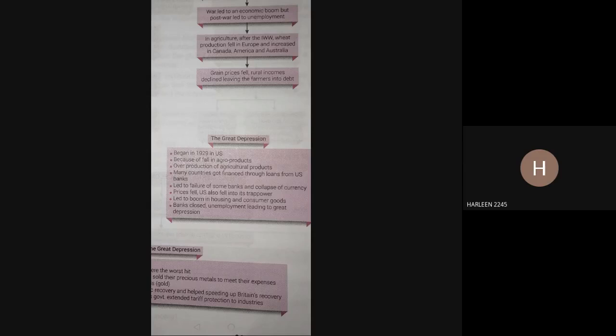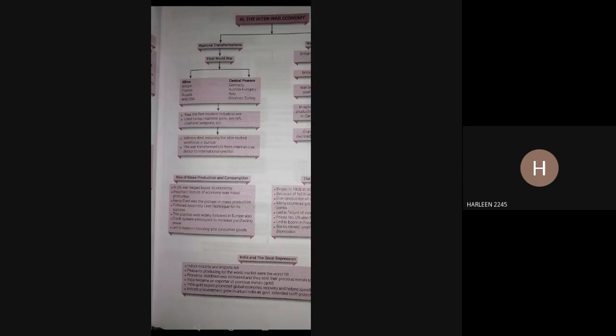Many countries got finance through loans from US banks. This led to the failure of some banks and the collapse of currency. Prices fell. The US also fell into its trap. It led to a boom in housing and consumer goods, and the banks closed. Unemployment led to the Great Depression. And the last, again very, very important.